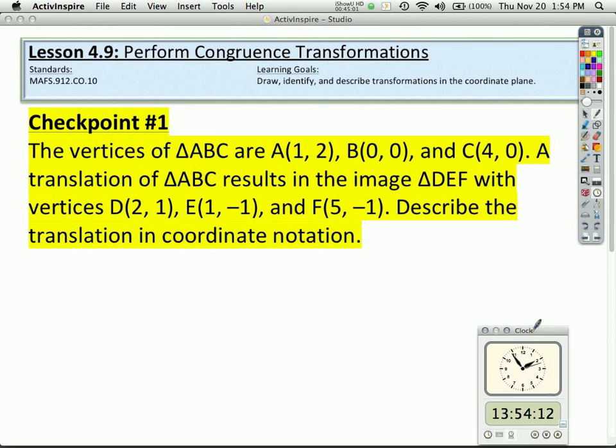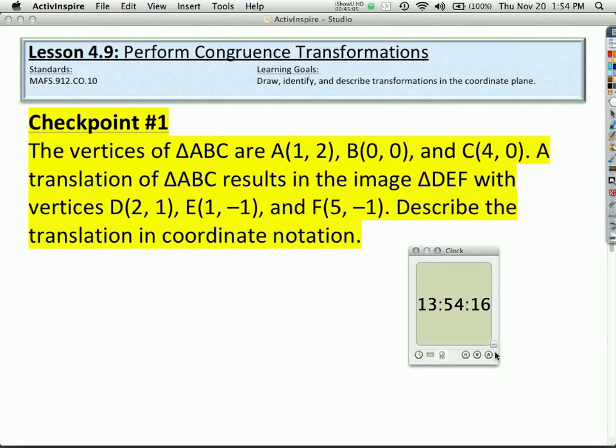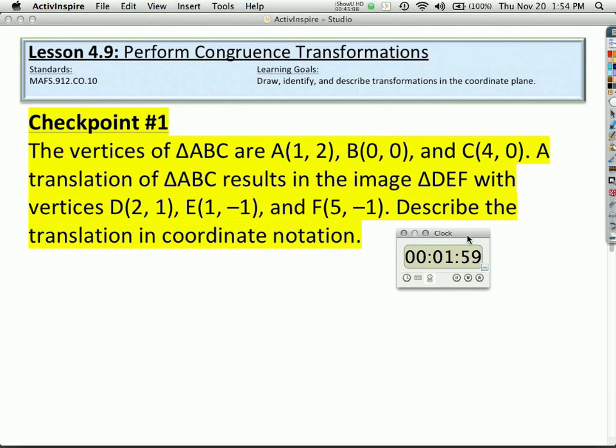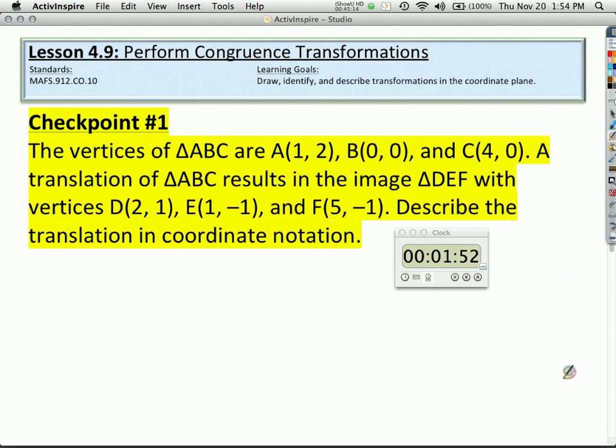You got 2 minutes. If you're confused, you ask a teammate. If you're still confused, you ask me. Best choice, you do it completely on your own. Second best choice, you do it with a little assistance from teammates. Third best choice, you do it with assistance from me.